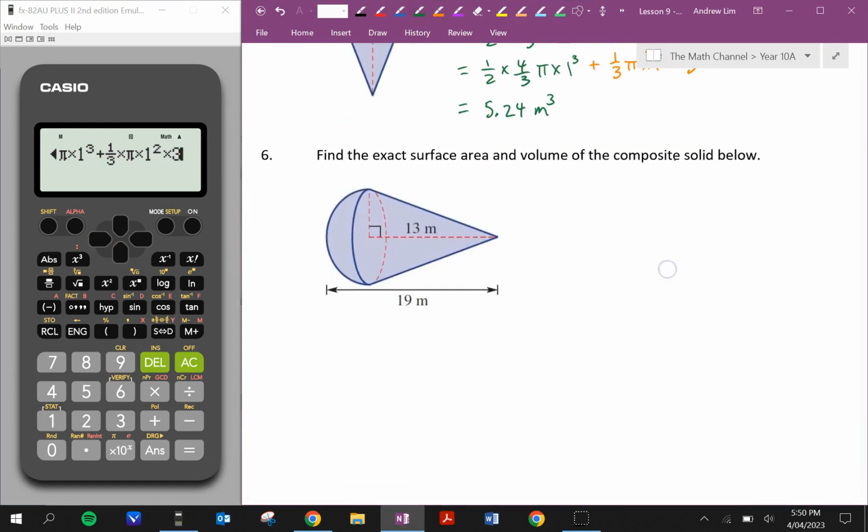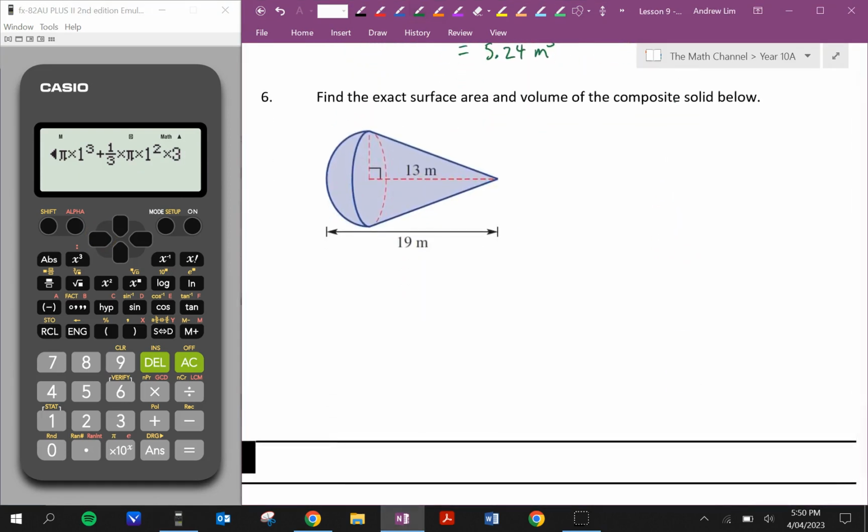Okay, last one for this lesson. Find the exact surface area and volume of the composite solid below. So this time we want exact. Alright, so pause the video, have a go. Alright, let's have a look.